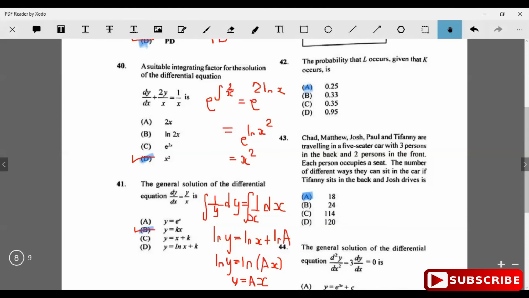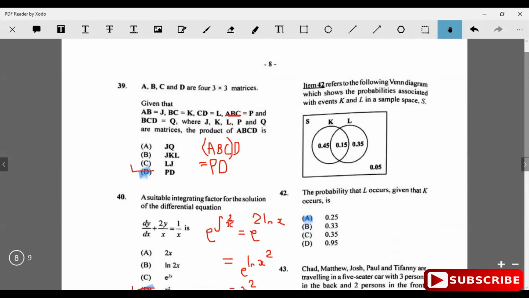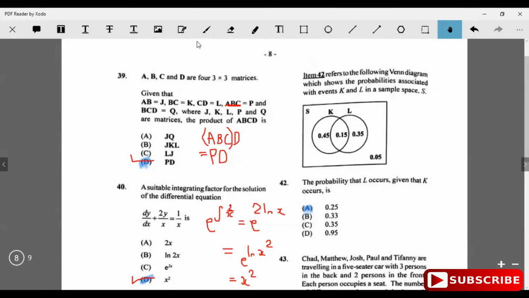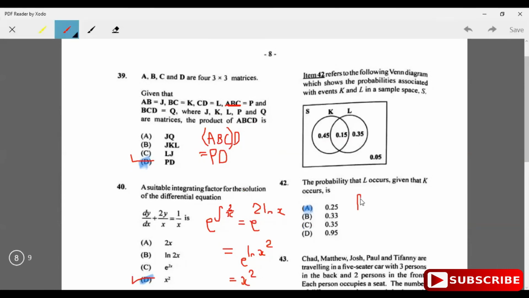All right, question 42. Big repeat question. They ask for the probability of L occurring given that K occurs. So the probability of L given K is the probability of L intersect K divided by the probability of K. The probability of L intersect K is 0.15, divided by the probability of K. K is all of this, which is 0.6. 0.15 over 0.6 is a quarter.